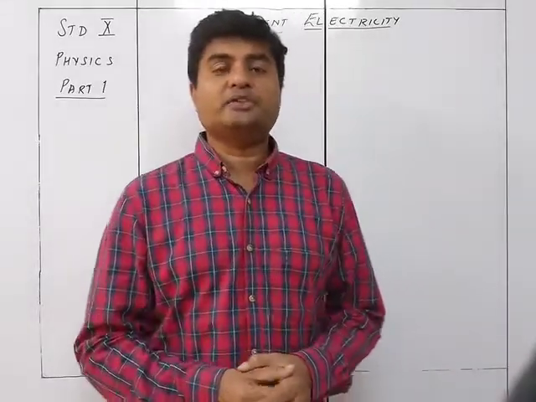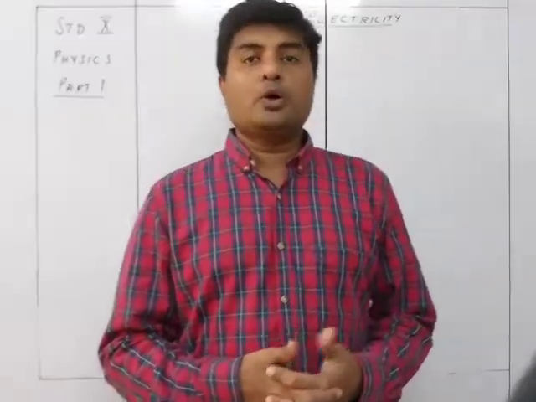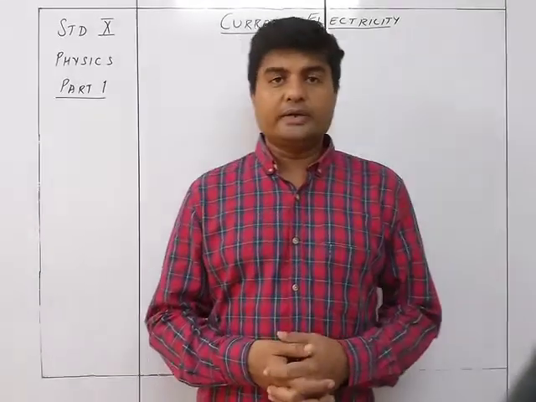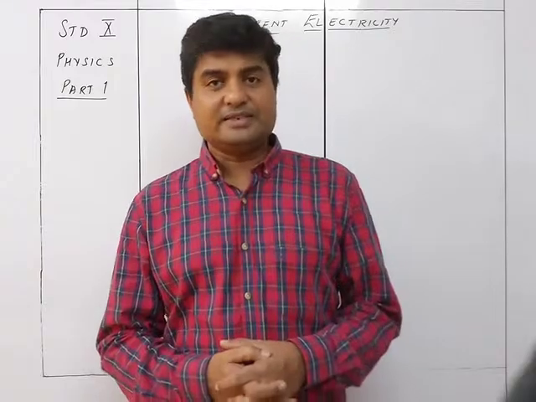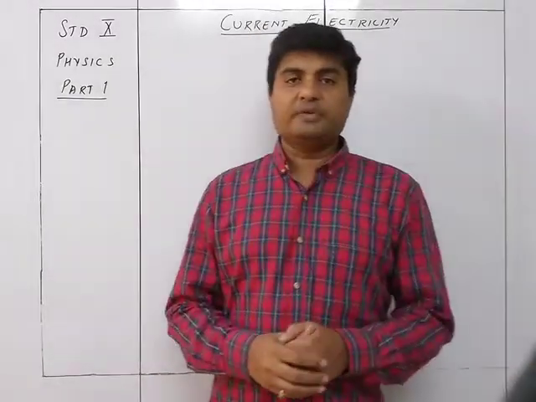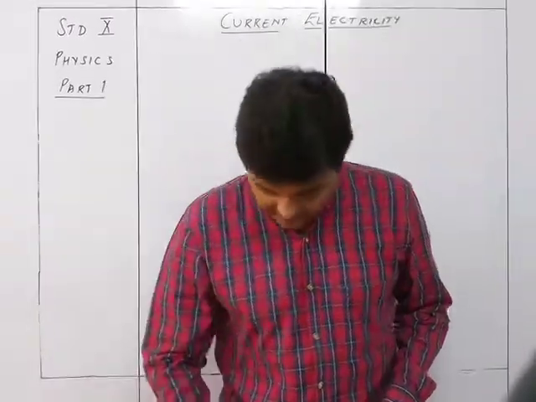The first part of the chapter is related to the concept of current, the voltage, that is potential difference, and then Ohm's law, that is resistance. So that will be the first part of the chapter, and we have got the numericals regarding the same.